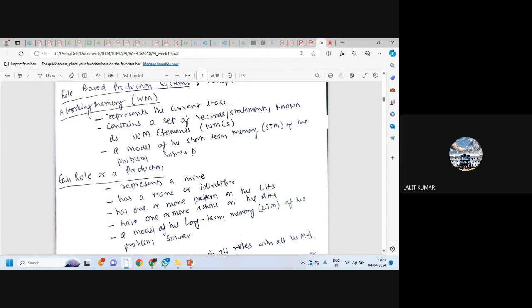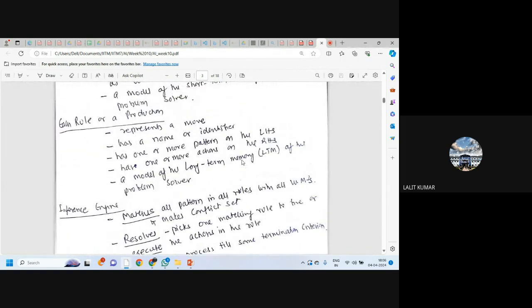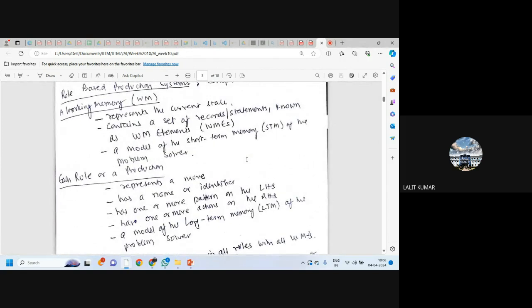The rule or production represents the long-term memory because it does not change in the problem solver. It remains the same, whereas based on the outcome of the action in the RHS, the working memory element might change. That is the reason we call working memory the short-term memory and the rule the long-term memory. Working memory is like data, and the production is like a rule.